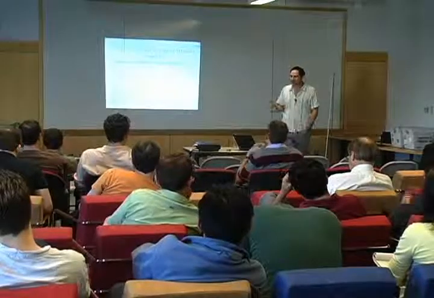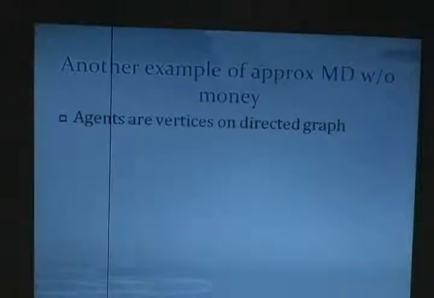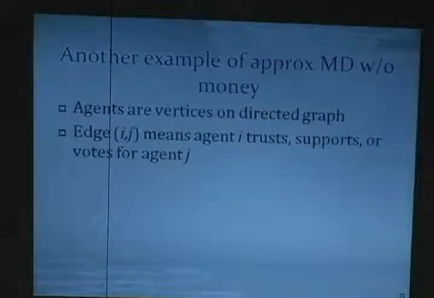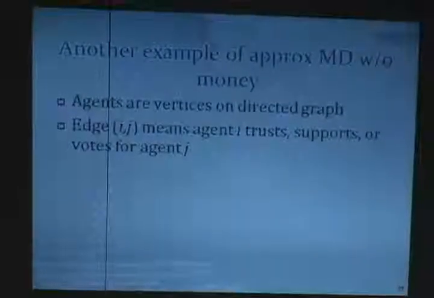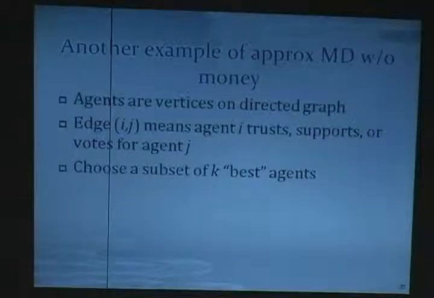So let's say the agents are vertices on a directed graph. So maybe I wouldn't put it this way to a random person from the street, but to you I think I can. So the agents are vertices on a directed graph. And an edge between i and j means that agent i trusts agent j, supports agent j, votes for agent j, so choose the interpretation that you like the best. Okay, but I want to make it as general as possible, so that there's some trust or support relationship between the agents. Now our goal is to choose a subset of k best agents. And I'm going to define what best is in a minute.